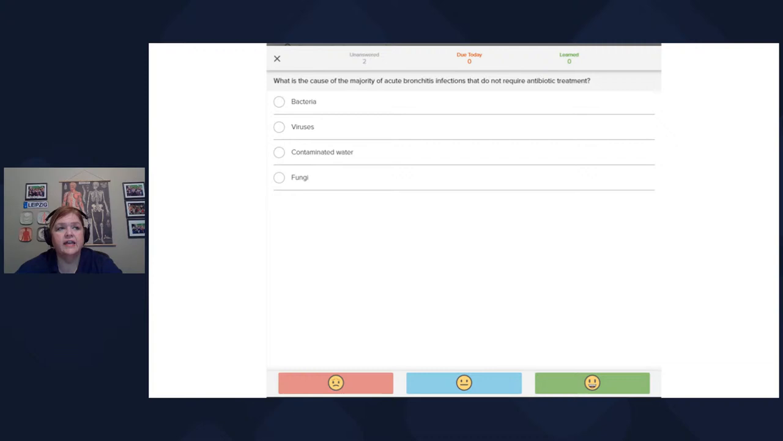You go back and say, does that make sense? So do it again once more in my words. What's the cause of the majority of acute bronchitis infections that do not require antibiotic treatment? The answer would be viruses. Okay, everybody with me?